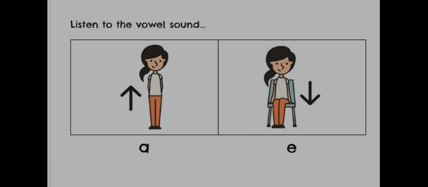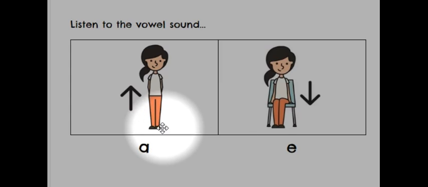In this exercise, the same one we did last time if you watched the first video, if you hear a short A sound like ah, you stand up. If you hear a short E sound, sit down. Here we go, listen. Men. Sit down for men, short E.